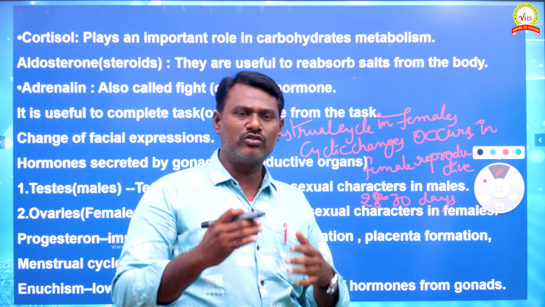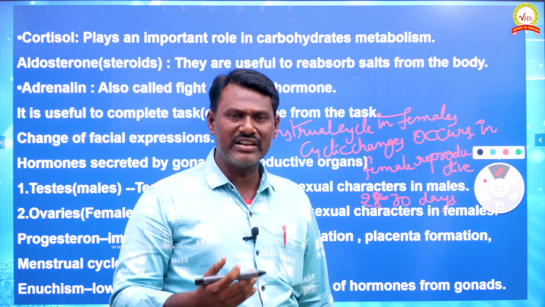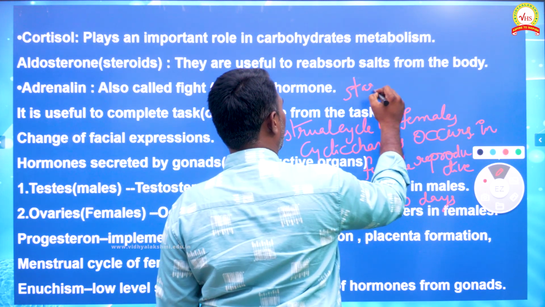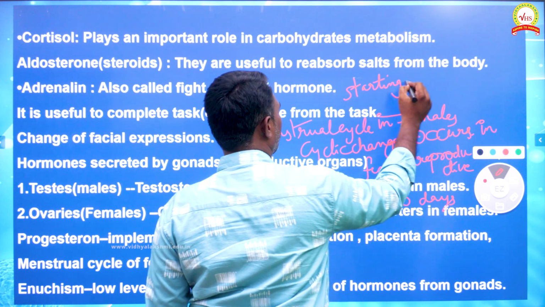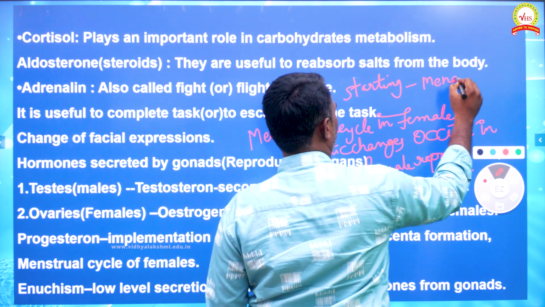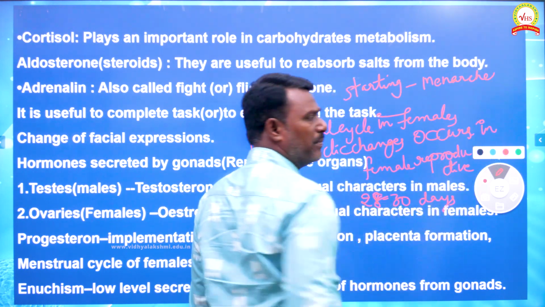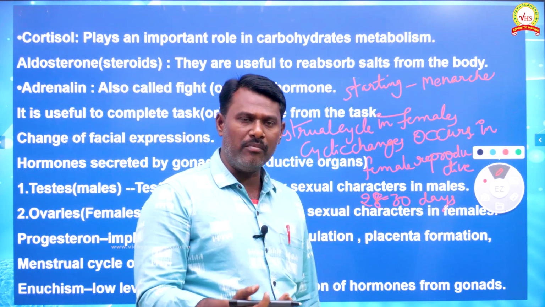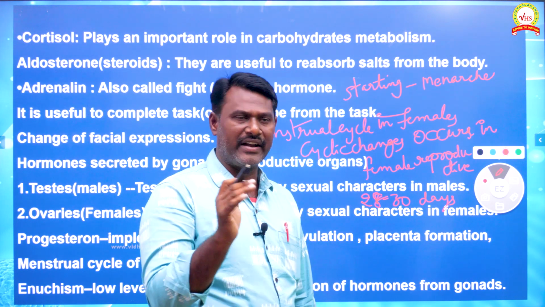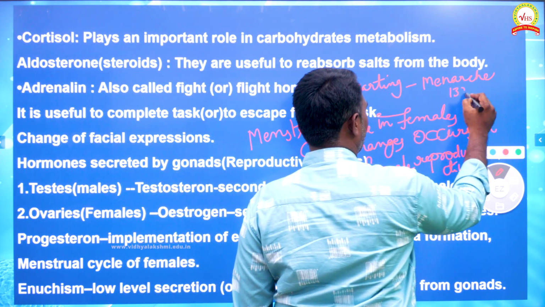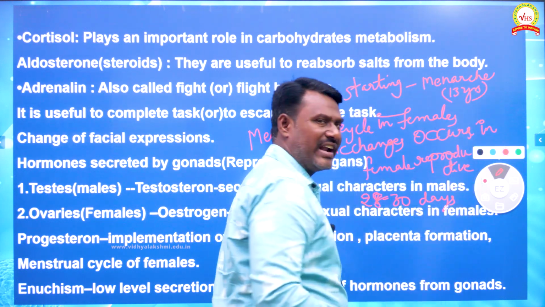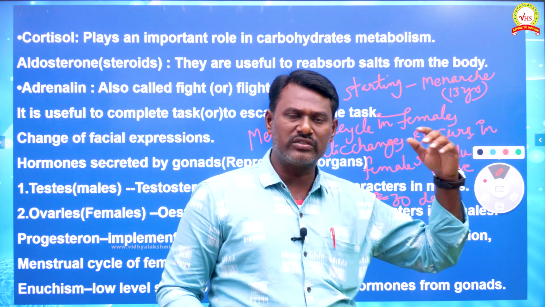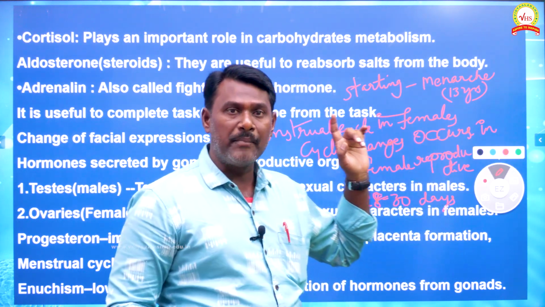Within the menstrual cycle, lots of changes occur in the female reproductive system, and the starting of the menstrual cycle is called menarche. This menstrual cycle will start from the adolescence period onwards, at an age of around 13 years. So the process of starting of the menstrual cycle in females, we call menarche.